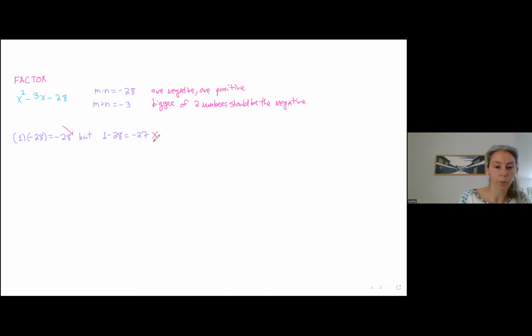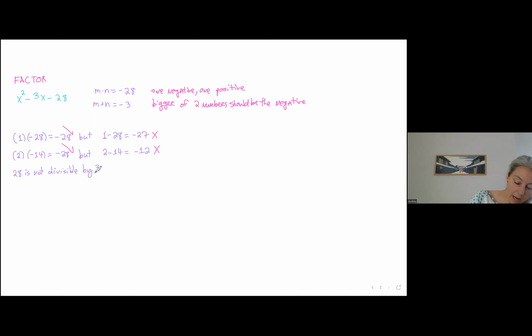So then we're going to move on to 2. 28 is divisible by 2, and 28 divided by 2 is 14. So 2 times negative 14 gives me negative 28, but 2 minus 14 is negative 12. So once again, we found a product that worked, but it did not give me the correct sum. So we're going to move on to 3, except that 28 is not divisible by 3. So we're not going to have a product here that's useful to us. So then we're going to move on to 4.